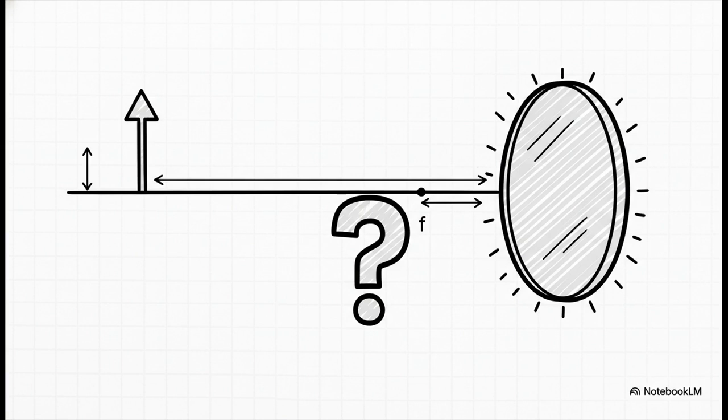So, an object 4.0 centimeters in size is placed at 25.0 centimeters in front of a concave mirror that has a focal length of 15.0 centimeters. Our job is to find the position, the nature, and the size of the image. Let's do this step by step.